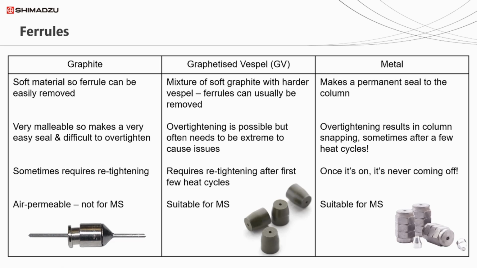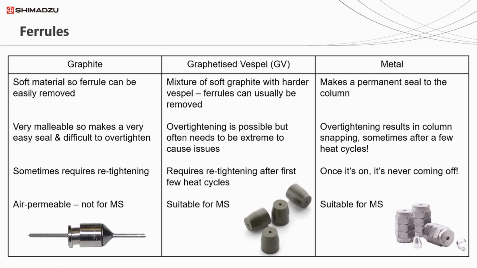The final option is the metal ferrule. These make a permanent connection with the column, so cannot be removed without cutting. This can be helpful, as it overcomes the Vespel issue where they can slide around during installation. They also arguably offer the best seal, making them particularly attractive to GCMS users. The main downside of metal ferrules is that over-tightening them, even slightly, can break the column.